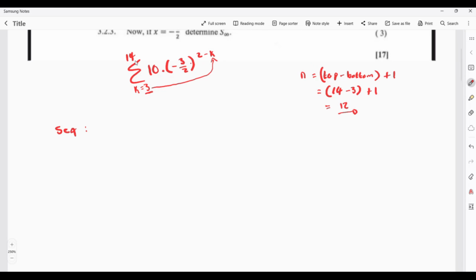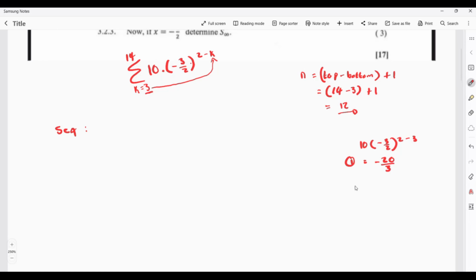Let me just say sequence. I think this is a sequence summation. So it's going to be, let me do it on the side. It's 10 multiplied by -3 over 2, to the power 2 minus 3, and then this actually gives us -20 over 3. All right, so this is the first one.